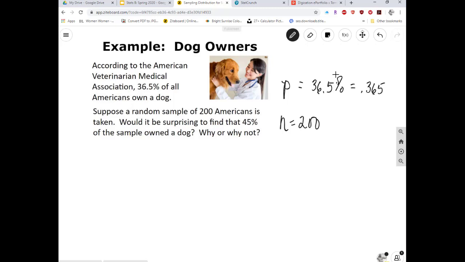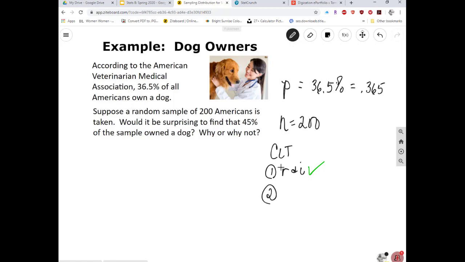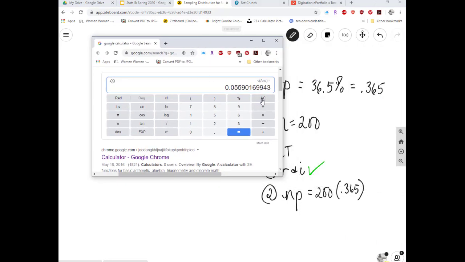Okay. All right. So first, let's check the conditions of the Central Limit Theorem. Number 1, random and independent. I'm going to do the same thing as before. It does say that it's random, and I'm just going to assume that it's also independent. Number 2, I need to make sure that my sample size is large enough. So I'm going to use the sample size times the expected proportion, 200 pet owners, and I'm going to multiply that by 0.365. I'm going to drag my calculator over here and clear it out.